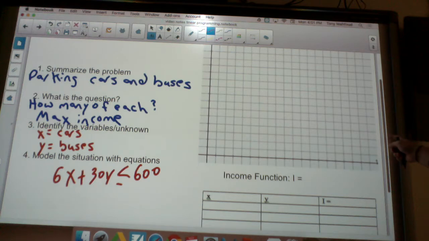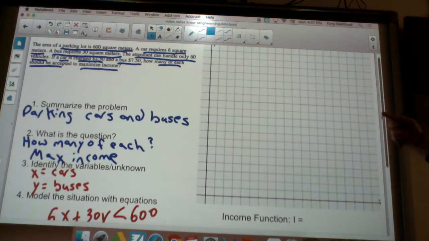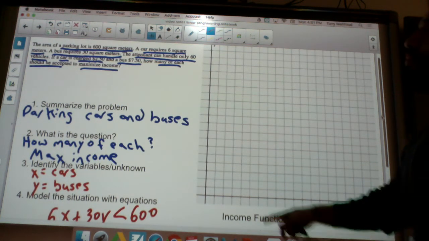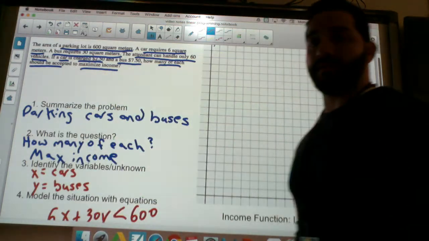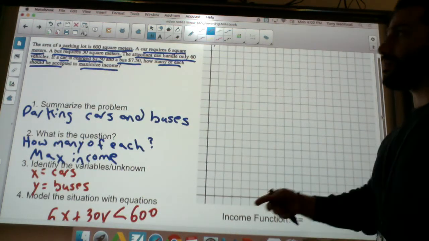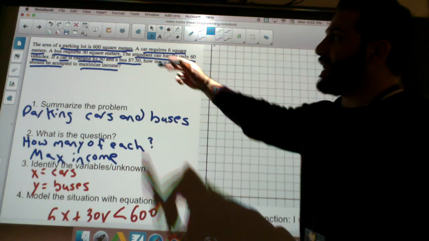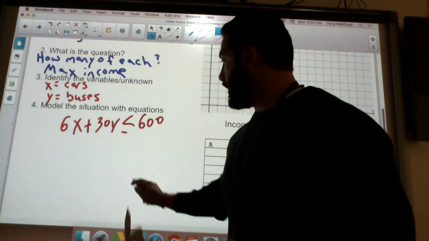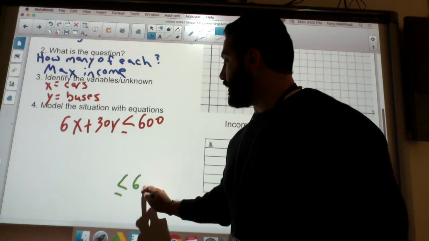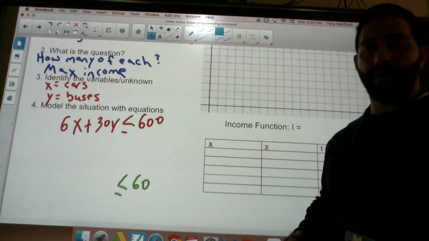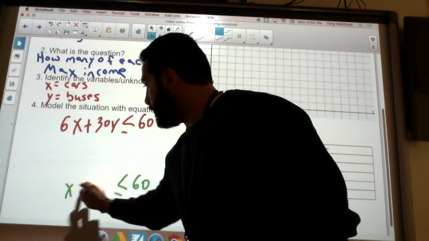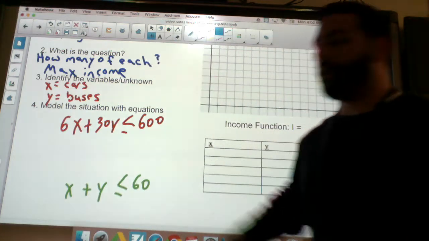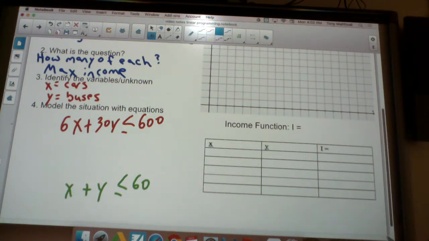The second constraint is what they tell me about the attendant. The attendant can only handle 60 vehicles. So get all the cars in you want, get all the buses in that you want, but I can only handle 60 vehicles. So I'm going to end up with x plus y less than or equal to 60, because I can only handle 60. Bring me all the cars you got, bring me all the buses you got, but I'm only going to bring in 60 vehicles.